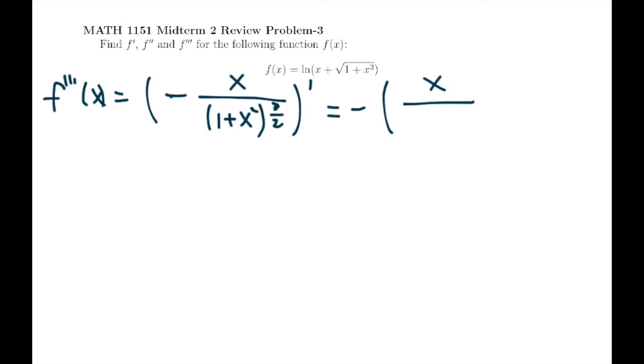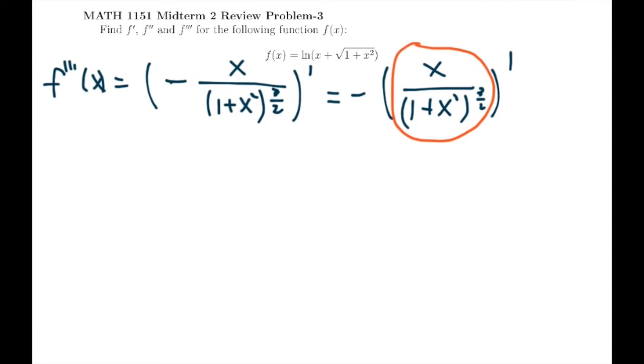Okay, so firstly, we don't care about the sign issue, so we can take out the negative sign, and basically it is just negative x over 1 plus x squared to the power of 3/2 prime. Then we can see this part is a fraction function, we're going to use the quotient rule. And the numerator here is x, and the denominator here is 1 plus x squared to the power of 3 halves.